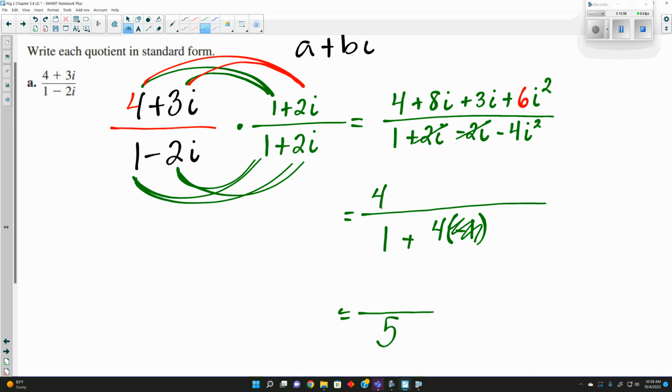i times i is, yes. Now we know i squared is what? Negative 1, yes? So really we're saying that this is being multiplied by negative 1. If we want to, we can write over the top of it negative 1. Go on and try it. 8i plus 3i is 11i. 4 minus 6 is 2 plus 11i.